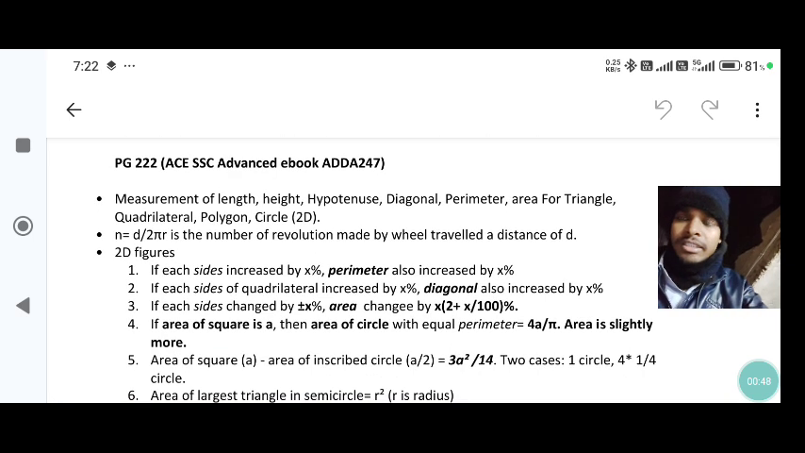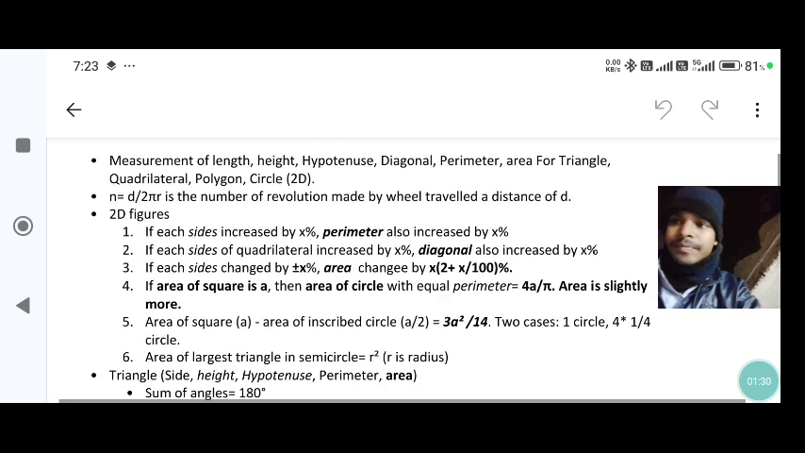Second point is important, in which n is equal to d by 2 pi r, where n is the number of revolutions made by a wheel which has traveled through a distance of d. Means if there is any wheel which has traveled d distance, then the number of revolutions made by that wheel will be the distance covered divided by 2 pi r. 2 pi r will be the complete circumference. Means total distance divided by a complete circumference will give the number of revolutions by the wheel.